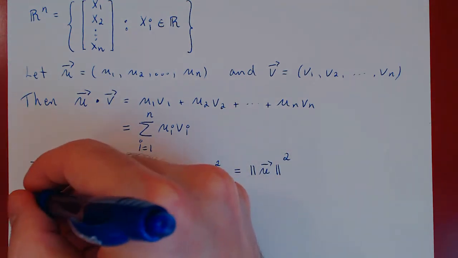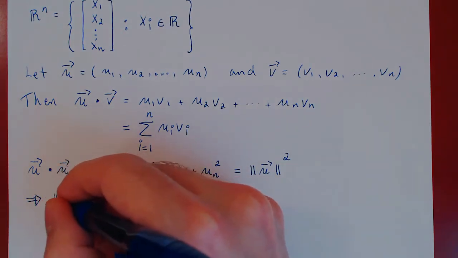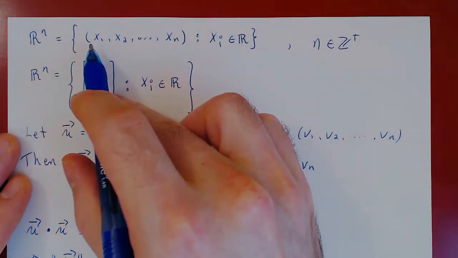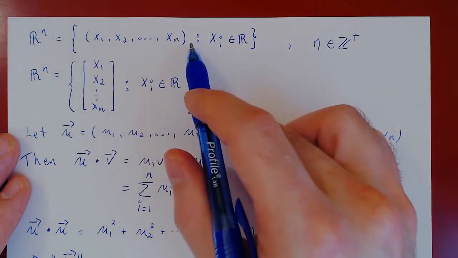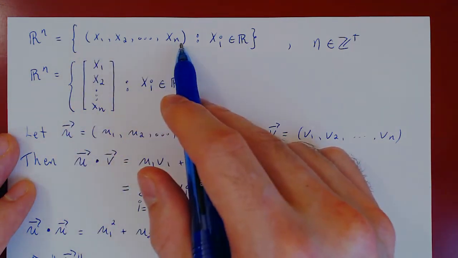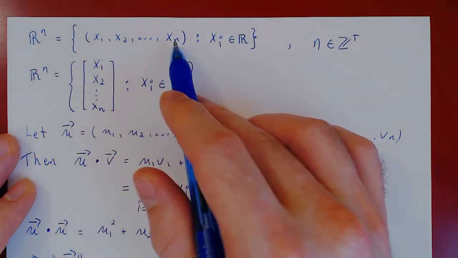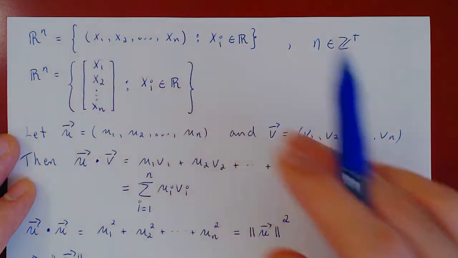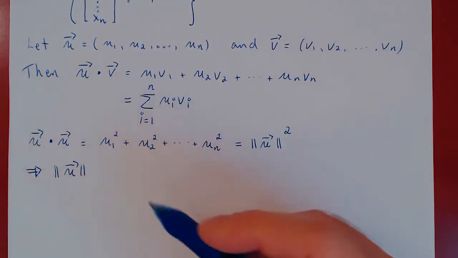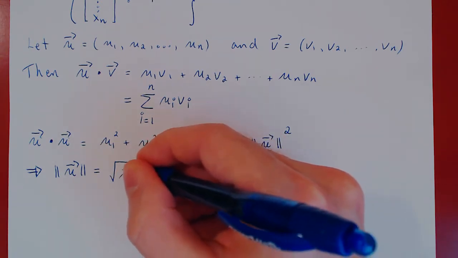So we naturally have an extension of the norm of a vector. If I give you now an n-tuple of real numbers, x1 through xn, or u1 through un, you can still think of this as an actual vector, as an arrow pointing in space, but now in n-dimensional space. And you may ask, well, what is the length of this vector? Well, it is simply the square root of the dot product between the vector and itself.